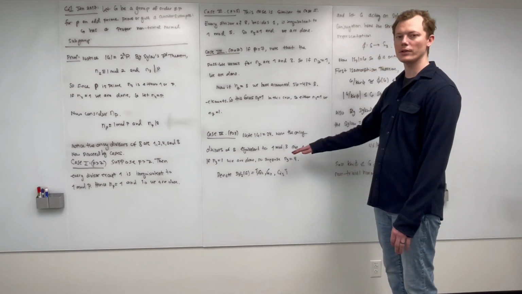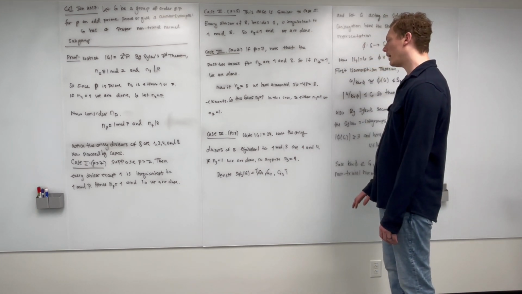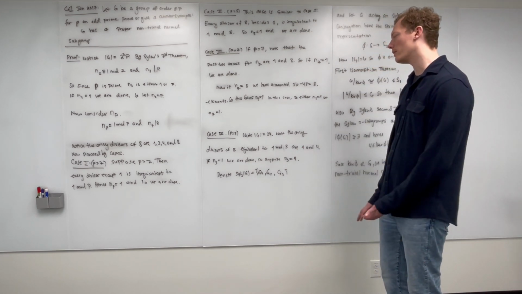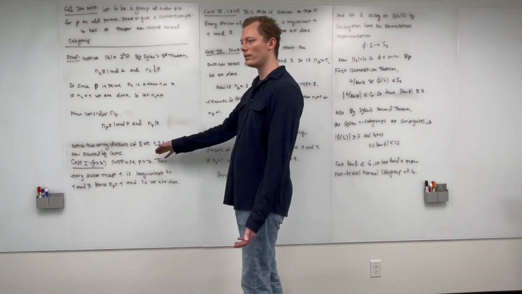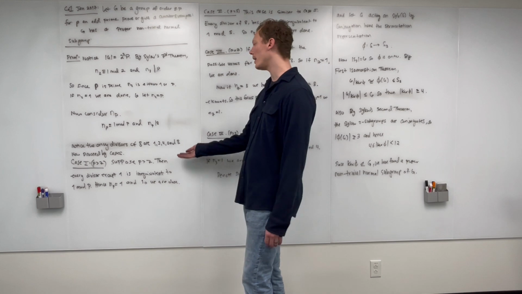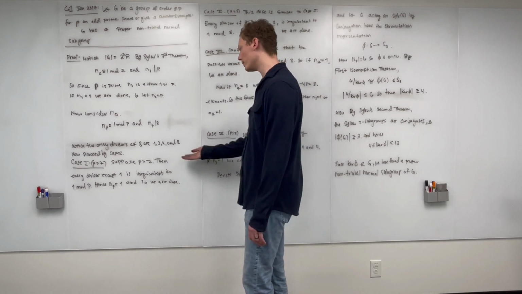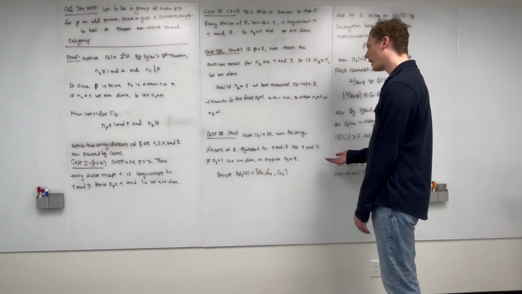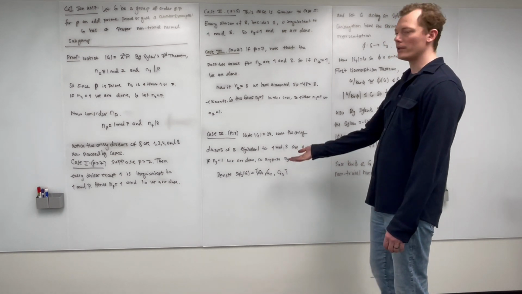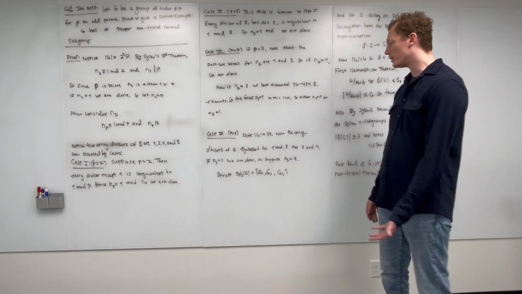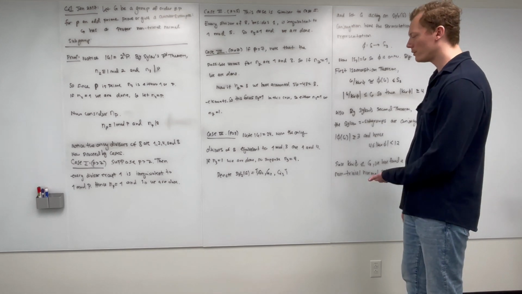Now we're going to consider case 4, and this is when P is equal to 3. Note that the size of the group is 24, and the only divisors of 8 equivalent to 1 mod 3 are 1 and 4. So 1 is equivalent to 1, 2 is equivalent to 2, 4 is equivalent to 1, and 8 is equivalent to 2. Now, if the number of Sylow 3 subgroups is 1, we're done. So let's suppose it's 4.